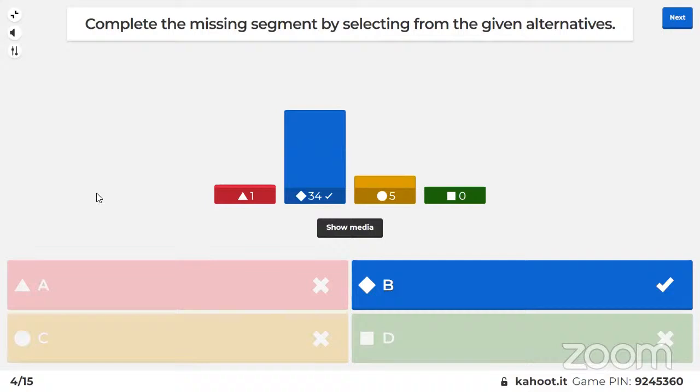Okay, time's up. So once again, I'm missing the fill in the box column. I think most of you have made it correct this time. So the correct answer is B. Complete the missing segment. Moving on to the leaderboard again.